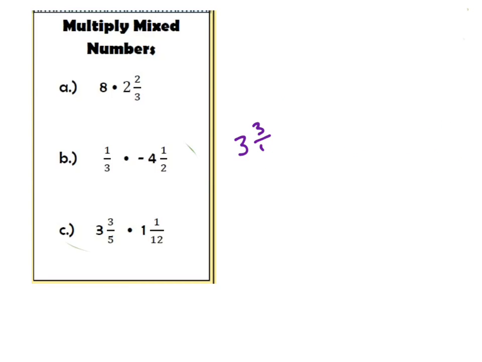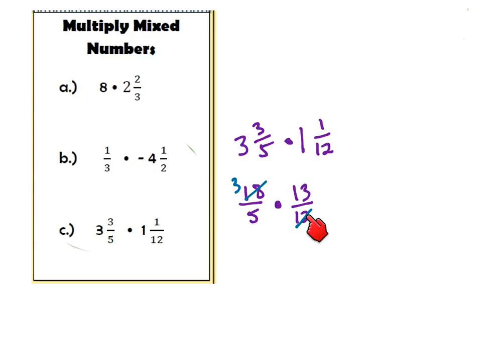And C. 3 3/5 times 1 1/12. Change them both into improper fractions. I get 18/5 times 13/12. Can I cross cancel? I sure can. By 6. 6 goes into 18 3 times, and it goes into 12 2 times. It's going to save me a little bit of time.